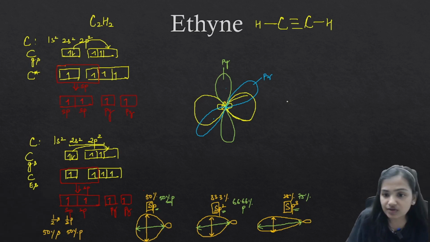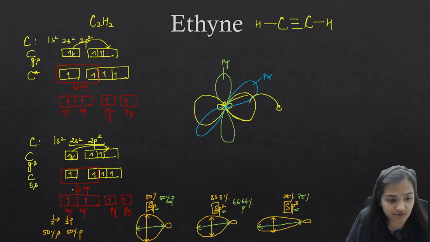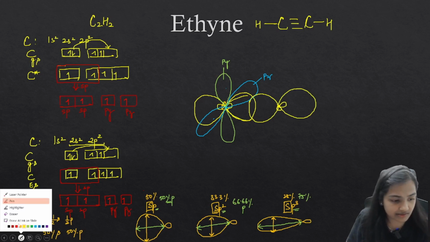Now for the other carbon, we do have another carbon as well. This carbon will also have the same kind of thing, sp. So this lobe is also sp hybridized. Again we will have one more lobe.